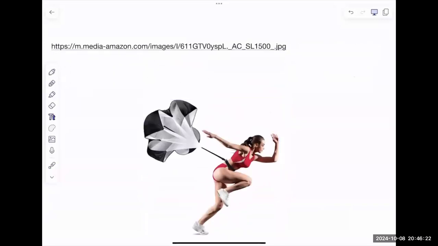So now, to get this drag effect, you need to run really fast. If you don't run, what happens? This parachute will fall down and you don't get a drag, right? To get this drag, you need to run faster. So this drag force is directly proportional to how fast you're moving, and it also depends on how big the parachute opens up.